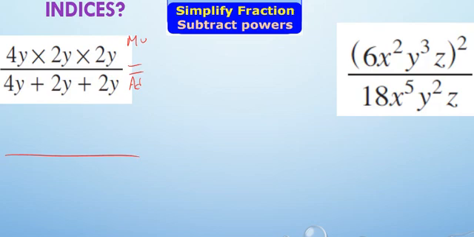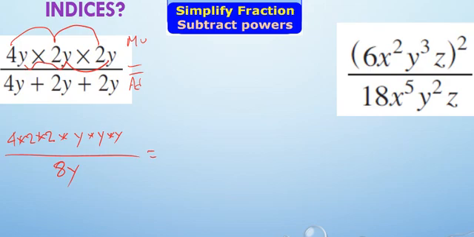What am I doing with my multiplication? I multiply everything with everything. So I go 4 times 2 times 2, or I can go 4 times 2 times 2 times y times y times y. Okay, so let's see. That's on top. And what's happening underneath? 4y and 2y, 6y and 2y, 8y. That's what's happening on the top.